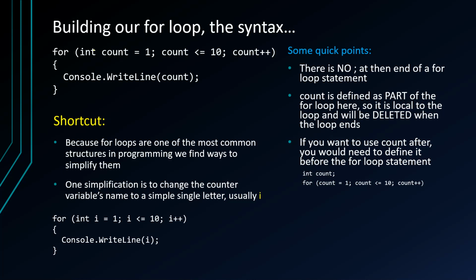So the code changes to for int i equals 1, and keep looping as long as i is less than or equal to 10, i plus plus. And then we have our simple output command inside. You notice the difference inside: instead of outputting the value of count, I'm outputting the value of i, because that's the new variable name.